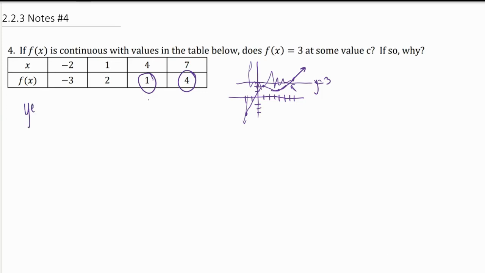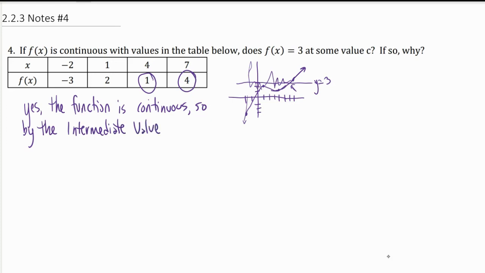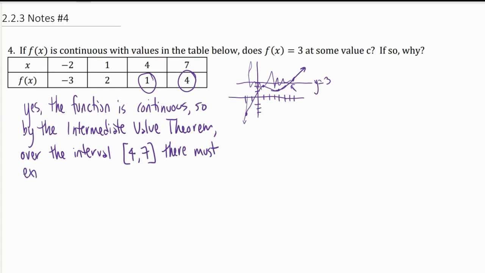So, yes, the function is continuous. So, by the intermediate value theorem, over the interval, so let's look at our interval here, from 4 to 7, there must exist all y values from or on 1, which is less than or equal to y, which is less than or equal to 4.